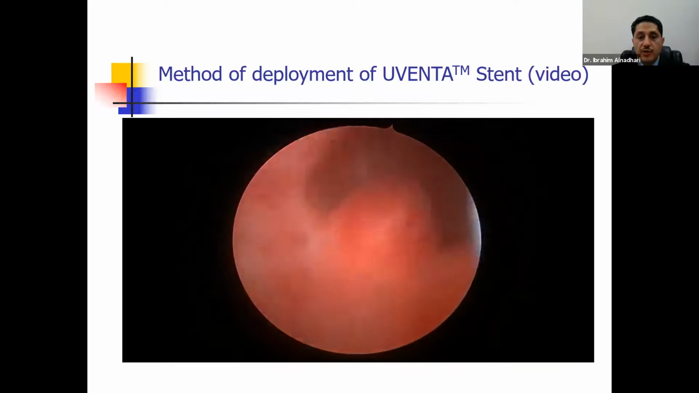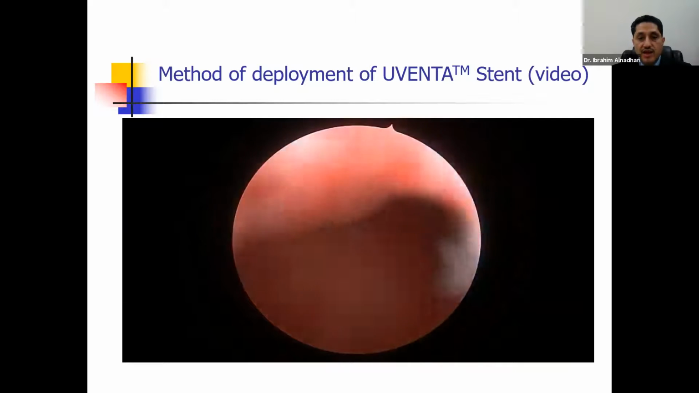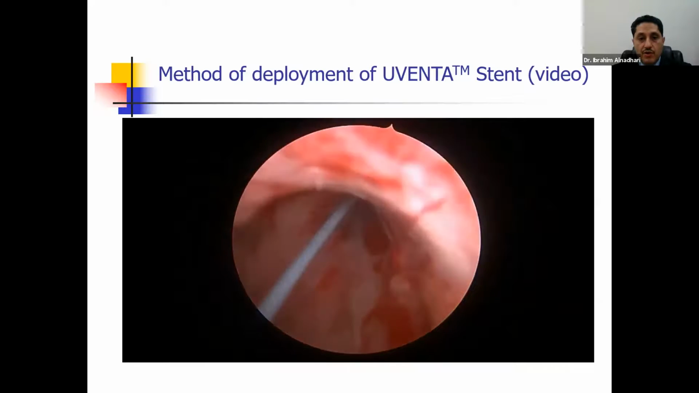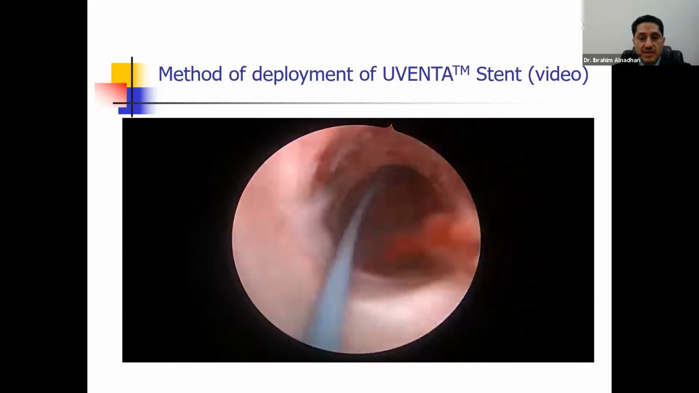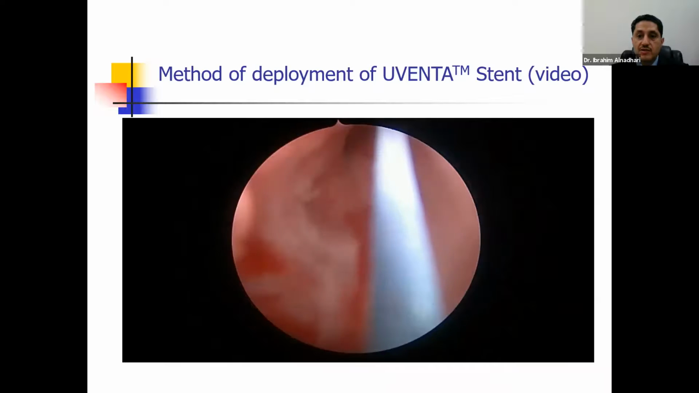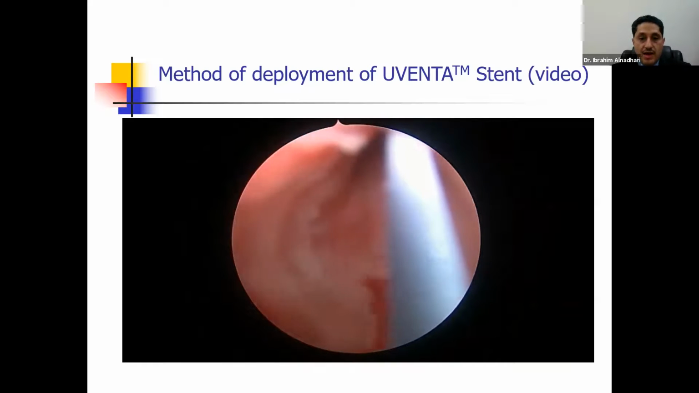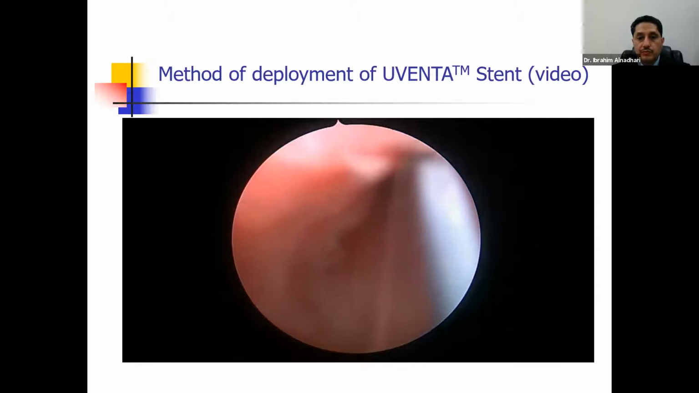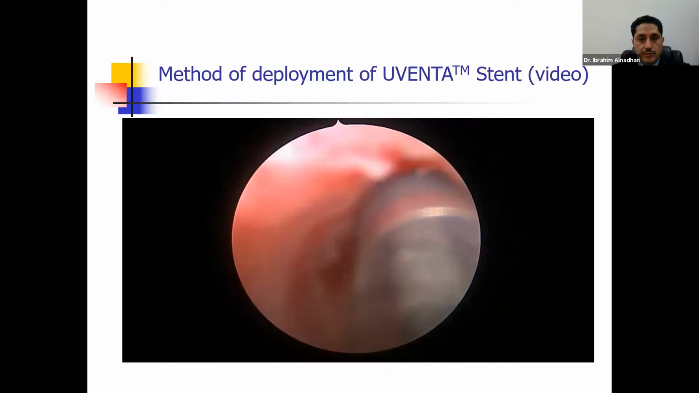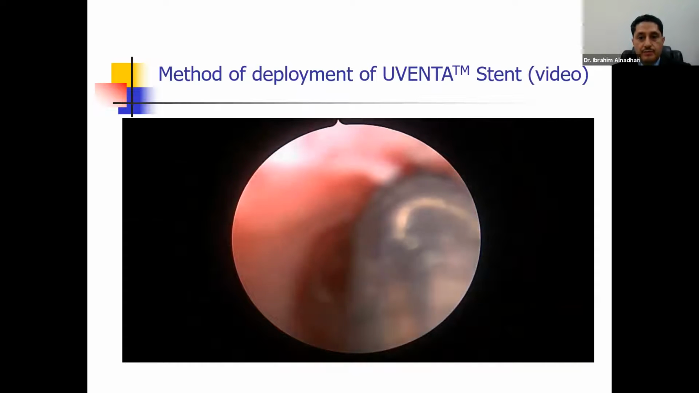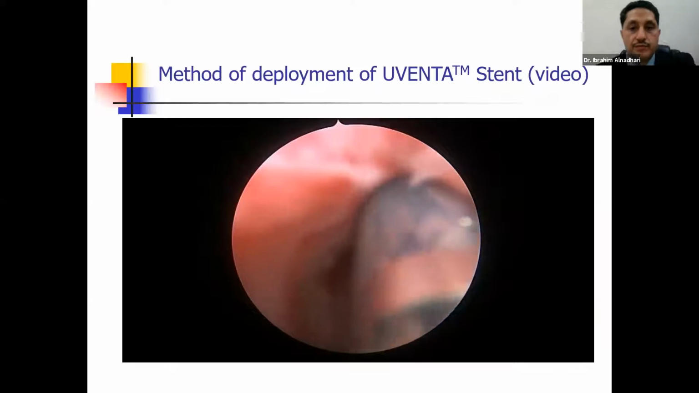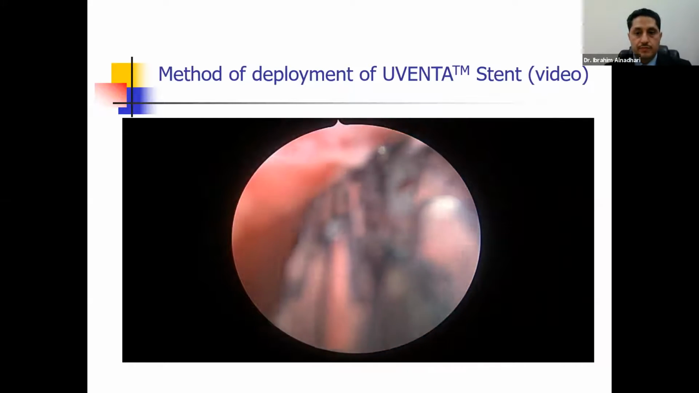So we inserted the delivery system through the 22 French cystoscope. We go to the bladder, then we come back. It's very important to locate the site of the external urethral sphincter before insertion of the UVENTA stent, because we need to insert it distal to the external urethral sphincter. This will minimize the post-operative urine incontinence.